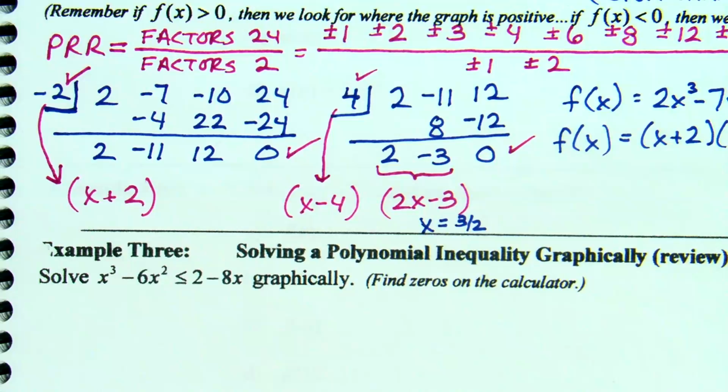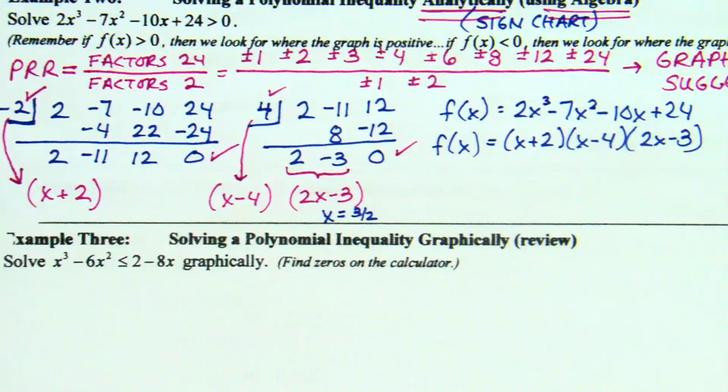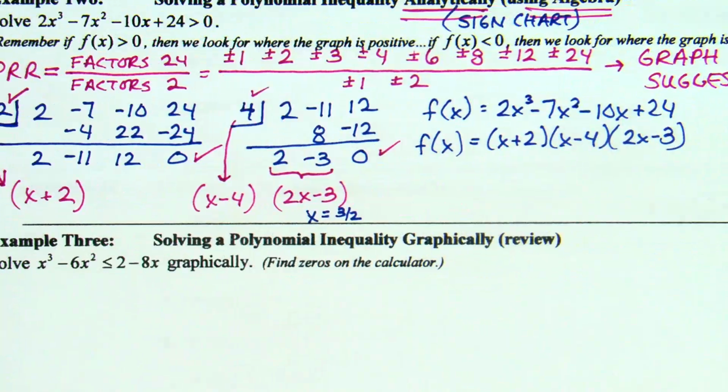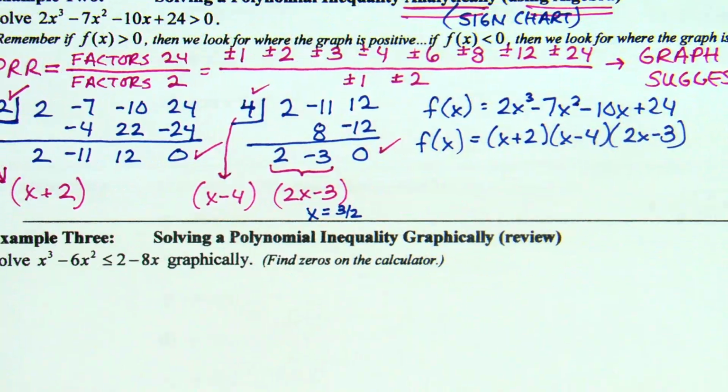I had someone this morning that said x minus 3 halves. Well, officially, that's the same thing. Okay? I'd rather write it as 2x minus 3, but I get it. So I wrote that factored form. That factored form is where we're going to test our values.